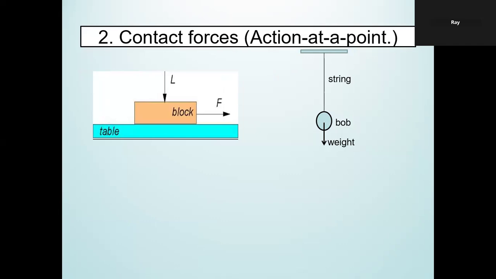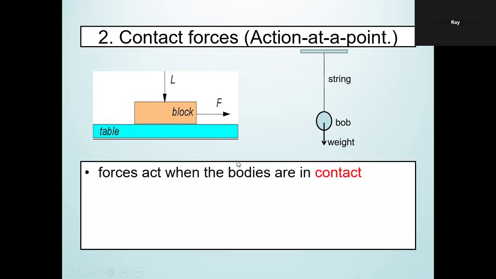Contact forces, action at a point. Right? Friction is action at a point. This is your block, this is your table. There's your load or the weight. And this is your applied force. Forces act when bodies are in contact. Just like here, the body pulling on the string, contact force, action at a point, you produce tension. Examples would be friction and tension. If the block doesn't touch the table, there's no friction. If the block isn't tied to the string, there's no tension.